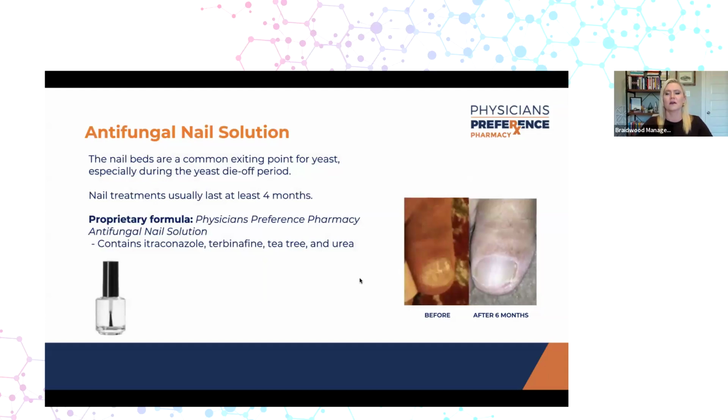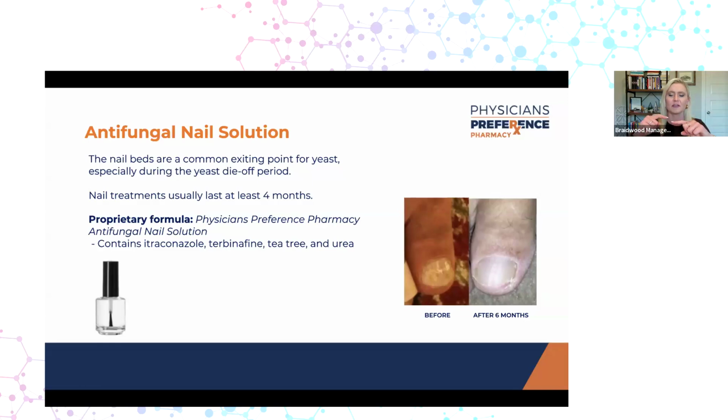One of the places that we oftentimes will see yeast attempt to exit the body when someone is going through a cleanse like this is the toenails. This is an actual before and after of someone who used our antifungal nail solution, which is a proprietary formulation that includes itraconazole, terbinafine, tea tree, and also urea. It's got some DMSO in there as well to help it penetrate the nail best. Just like with any nail treatment you've probably prescribed, we expect them to use it at least about 4 months, simply because it's very hard to penetrate the nail.